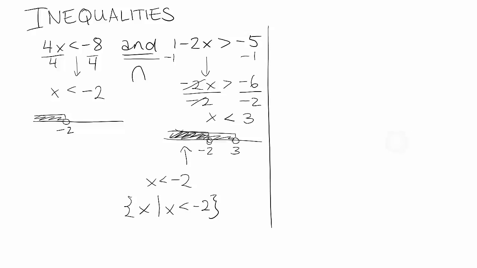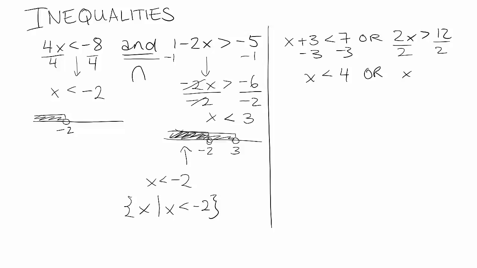Now what if you had a statement similar to this, but it said "or"? So x plus 3 less than 7 or 2x greater than 12. Subtract 3 from both sides. On this end, you get x less than 4, or divide by 2, x greater than 6. Now what does the "or" imply? Well, "or" implies a union. A union will include all possible solutions from both sets. It's very welcoming in that sense.